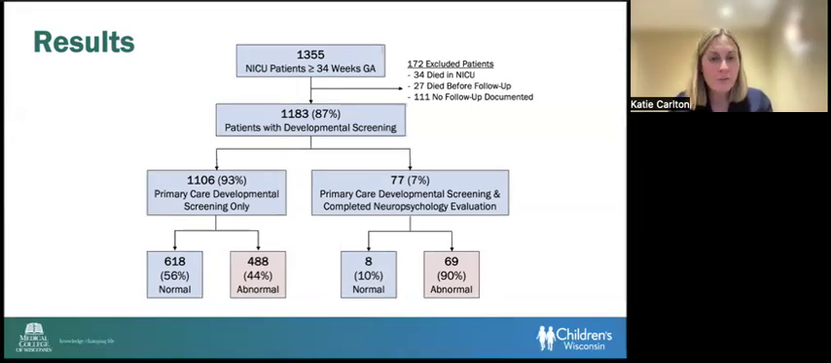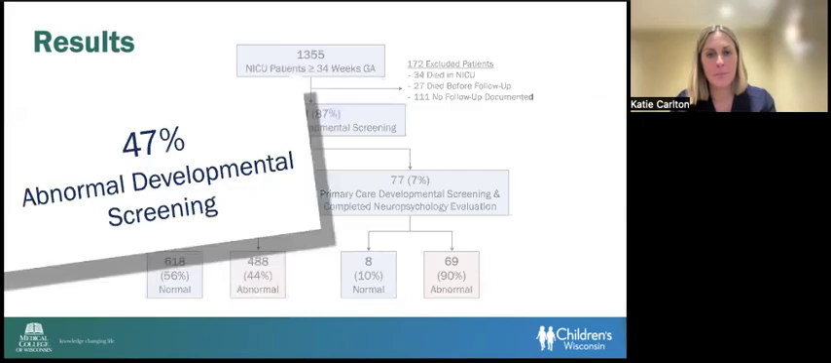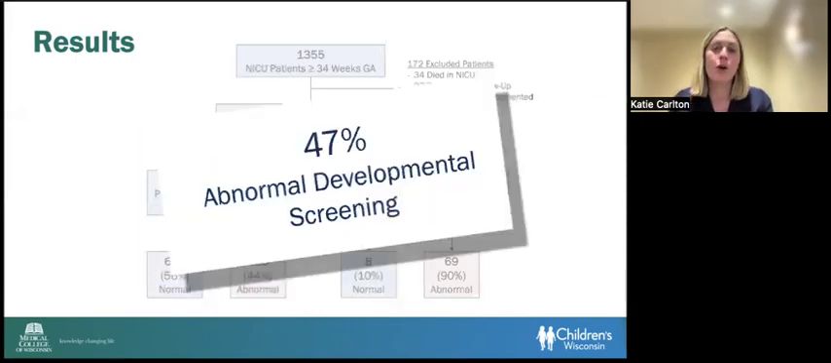And overall, we found that 90% of the patients receiving a neuropsychology evaluation had an abnormal developmental outcome, whereas 44% of patients who had routine primary care screening only were abnormal. Therefore, we identified an overall 47% of infants in our cohort having abnormal developmental results. And this is important because we can compare that to the general preschool population, which has a 15% abnormal screening rate.